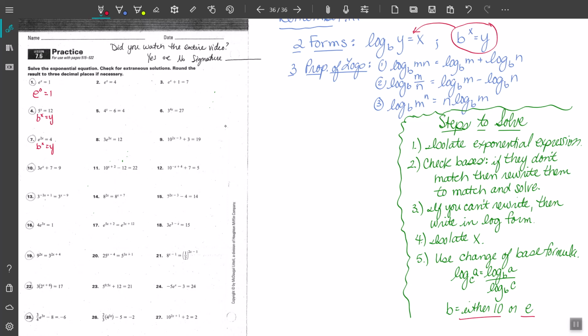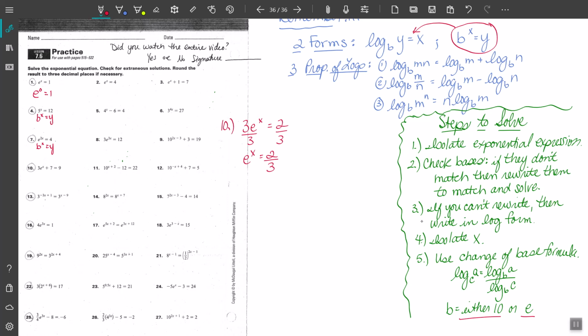All right, on number 10, this was the first one that I mentioned that we do not have the exponential expression isolated. So we're going to just follow our basic rules of algebra, and we're going to subtract the 7 from both sides, which will give us this, and then we need to divide through by this 3 so that we can have the e to the x isolated. All right, so now number 1 on our steps is satisfied. The bases don't match on number 2, so we're going to try to rewrite. That's not going to work for this problem.